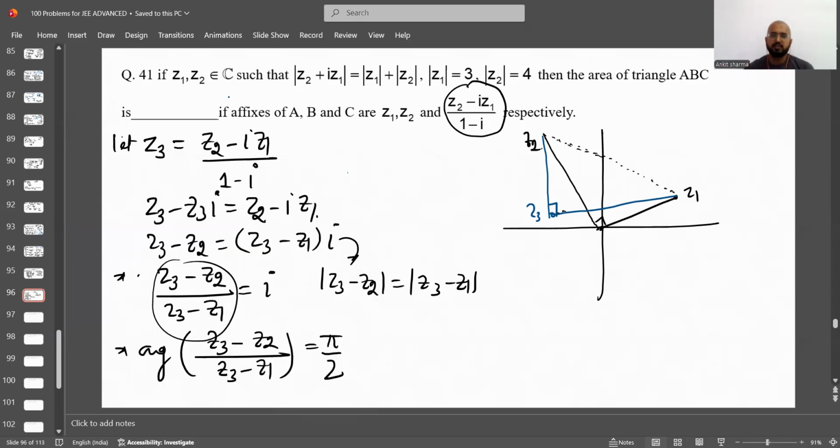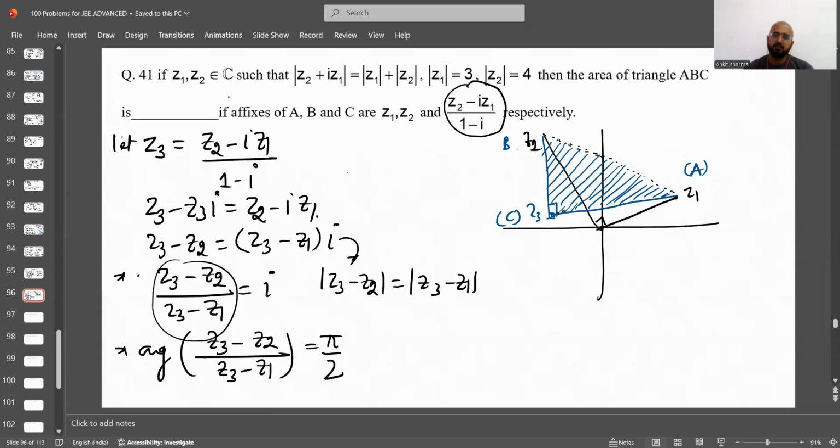Since these two moduli are the same, say this is A right here, this one is B, and this one is C. Now we need the area of this triangle ABC, the blue shaded area right down here. So we'll first find out this side, and then we can apply half of base into height. All right, so we have this thing at least.